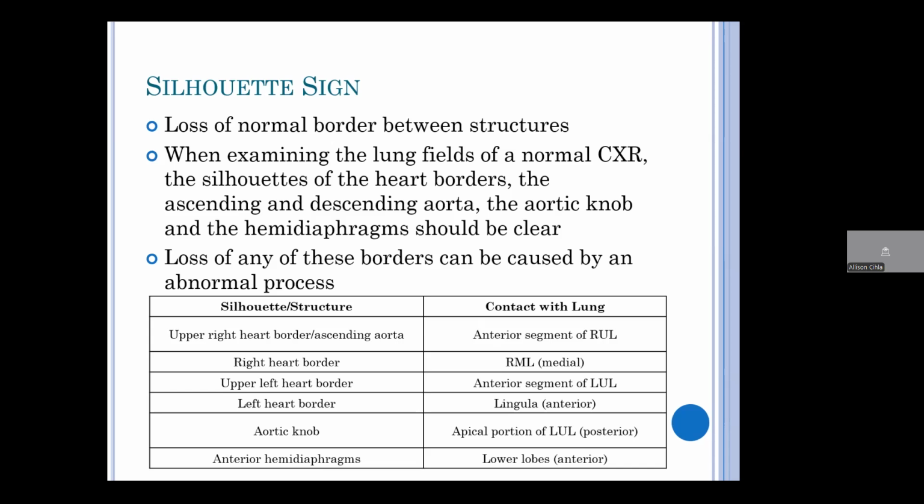The one that I tend to go back to because it's fairly easy to see is that right heart border. So if you lose that right heart border silhouette, you're concerned about a process that's occurring in the right middle lobe. If you lose the left heart border, you're concerned about a process that's happening in the lingula. If you lose the silhouette of that aortic knob, you're concerned about the left upper lobe, specifically the apical portion. And if you lose that silhouette along the diaphragms, you would be concerned about the lower lobes, depending on which side of the diaphragm you lose that silhouette.